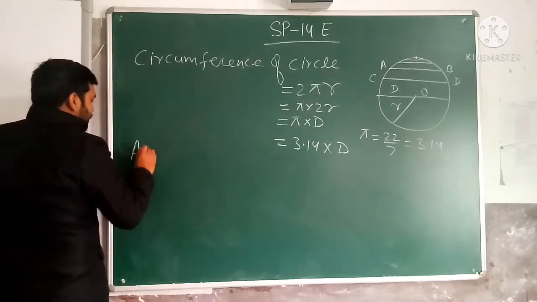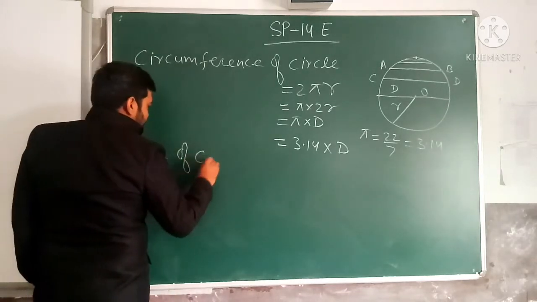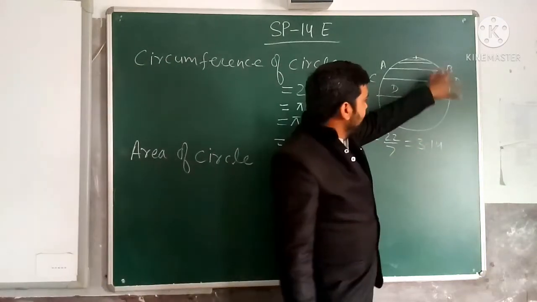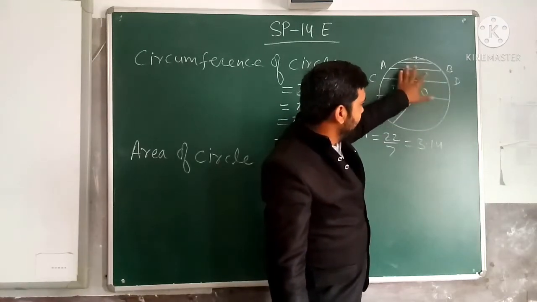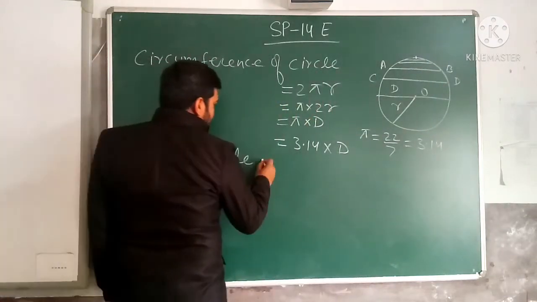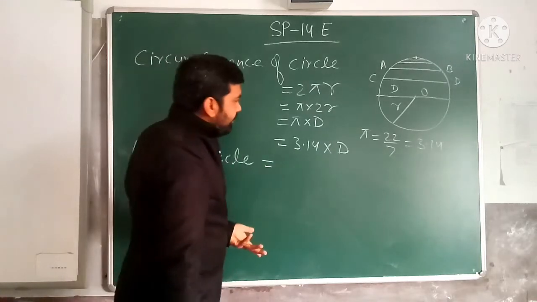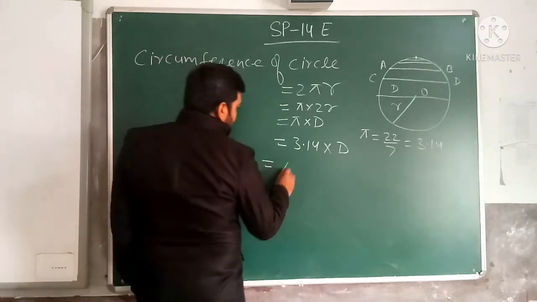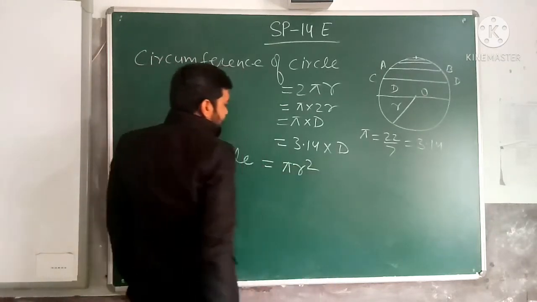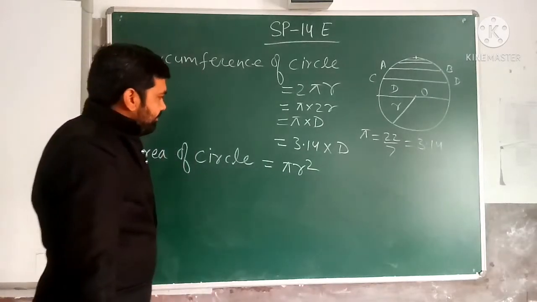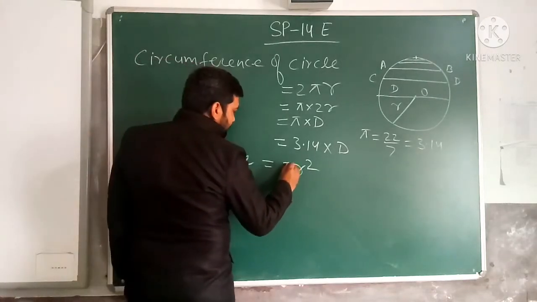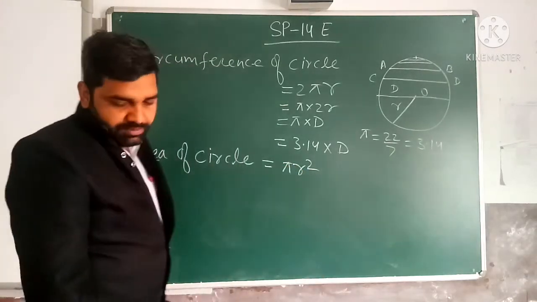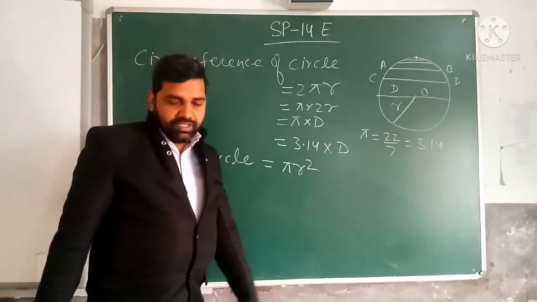Next, we have to find the area of a circle. The area is the region enclosed by this curve, so we have to find the area of this plane figure. For any figure we take one length and multiply with the other dimension. Here the area will be pi r square. So the area of a circle is pi r square, and with this formula you can calculate the area of a circle.